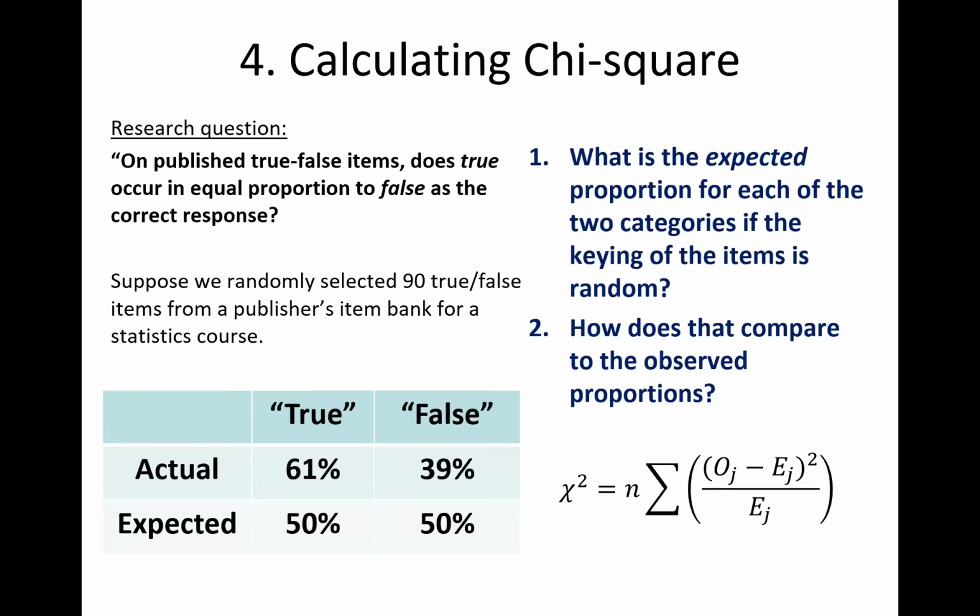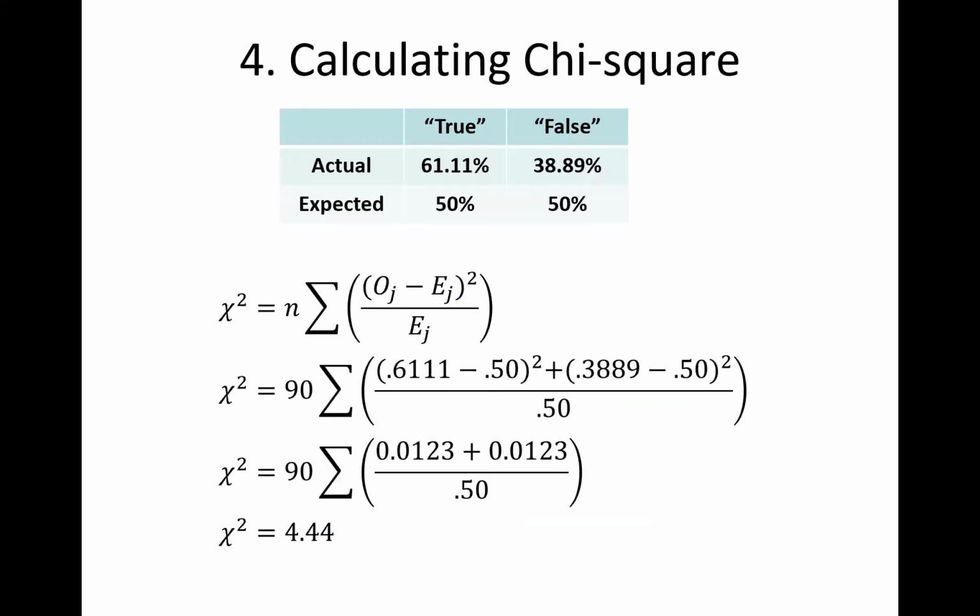Now we're going to compare that to the observed proportions. 61% compared to 50%, and 39% compared to 50%. And we're going to go through our formula with those numbers. So, calculating chi-square. I've rewritten these things in decimal format, and the first row you see is the full formula. The second is writing it out.